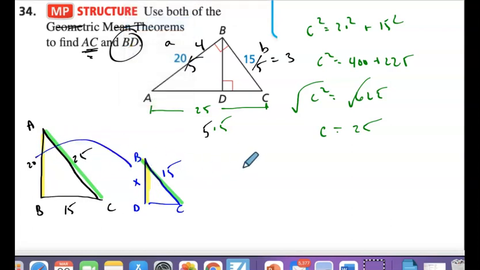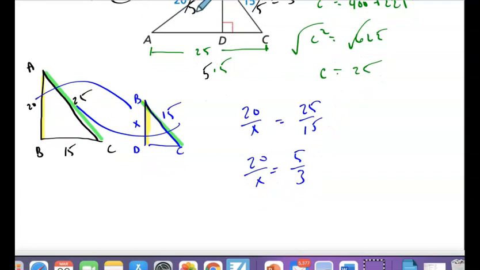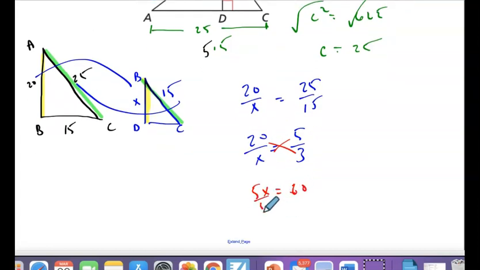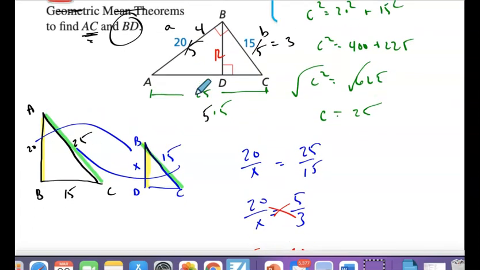So there's my proportion, 20 over x equals 25 over 15. You can simplify also, so 20 over x equals 5 over 3. Then cross multiply: 5x equals 60, 20 times 3, divided by 5 on both sides, and x is equal to 12, or in this case, BD is equal to 12. So that's how I would have solved this one. Using the geometric means, you could, but again, however you see it is fine.